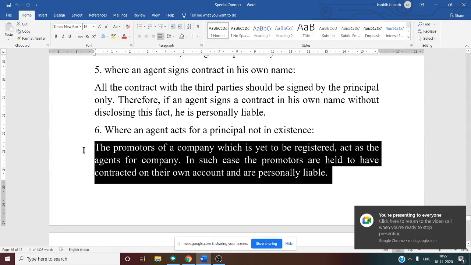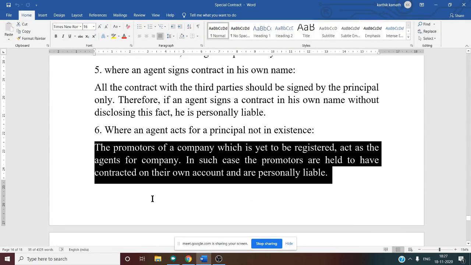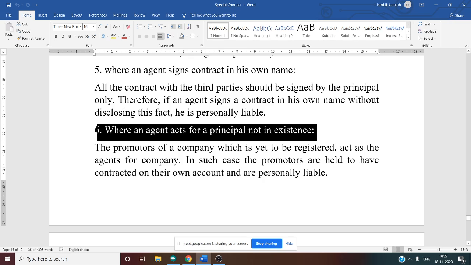See this: promoters of a company which is yet to be registered act as an agent for the company. In such a case, the promoters are held to have contracted on their own account and are personally liable. That means you cannot treat the promoters as principal. They should be treated as agent only when the company is not registered. So that is the sixth point.